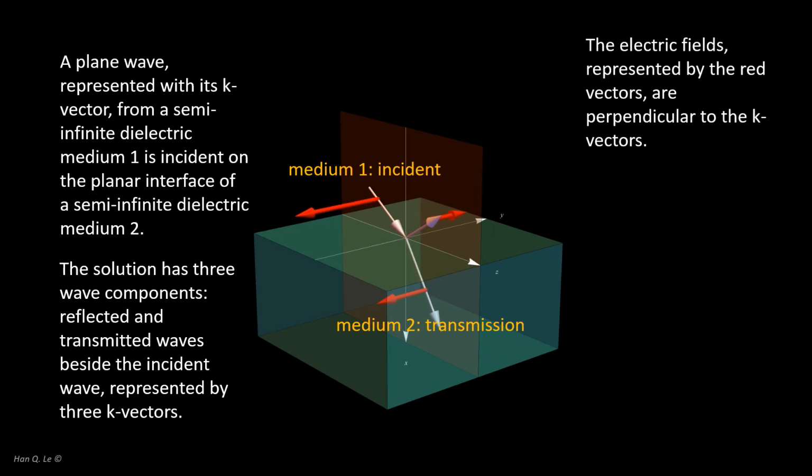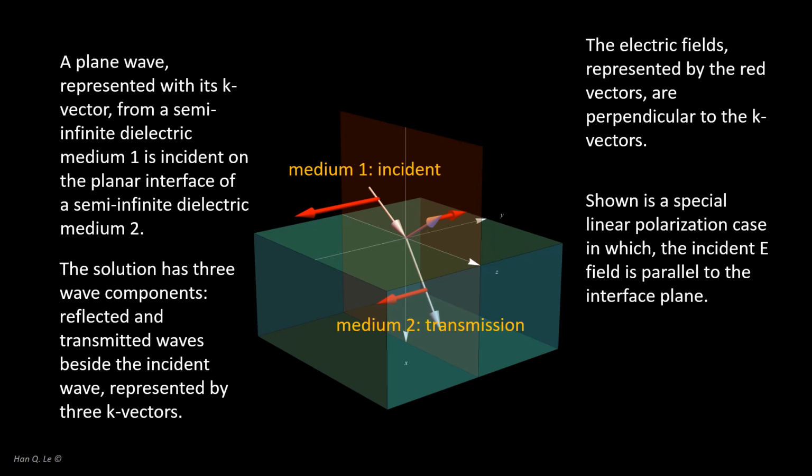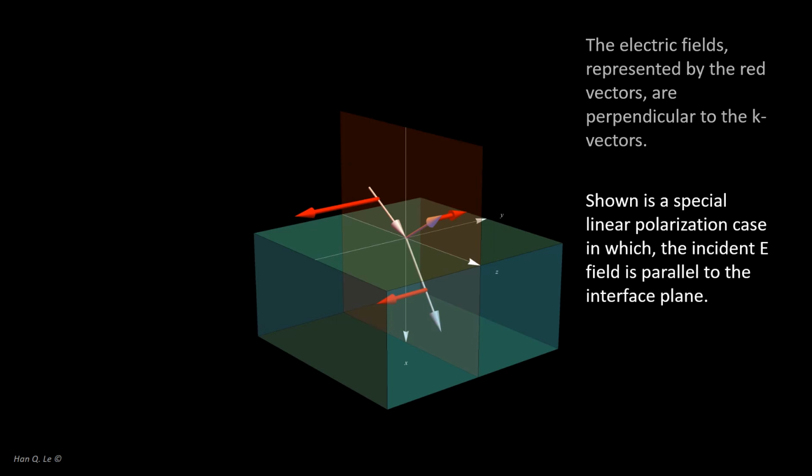Why the semi-infinity requirement? Because if the media are finite, there would be multiple reflections and transmissions, and the waves will be more complicated than the three components mentioned. In fact, this problem is the least useful, but also the simplest in the topic of planar medium optics, and serves as an introduction to the basic concepts of planar interface phenomena, from thin films to planar waveguides that will follow later.